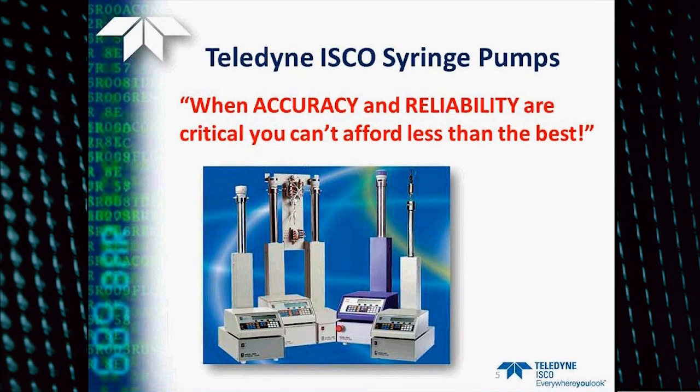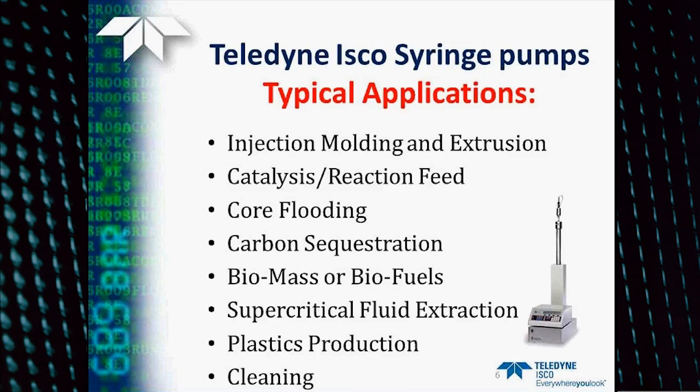As you know, Teledyne Isco syringe pumps are the best to use when accuracy and reliability are critical and you can't afford less than the best. And they are used in many applications. Some of the typical ones are listed here: injection molding and extrusion, catalysis and reaction feeding, core flooding, carbon sequestration, and work in biomass or biofuels, for supercritical fluid extraction, plastics production, and cleaning.